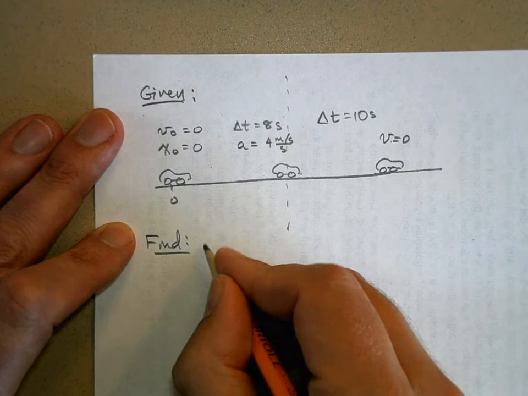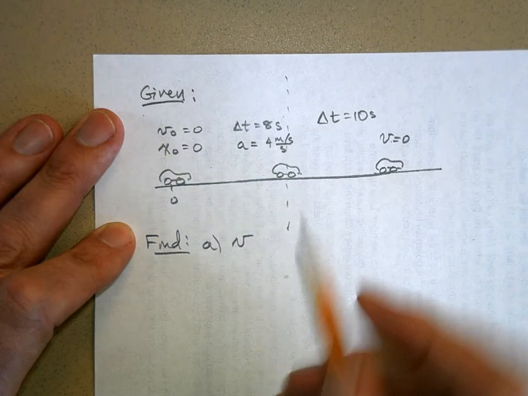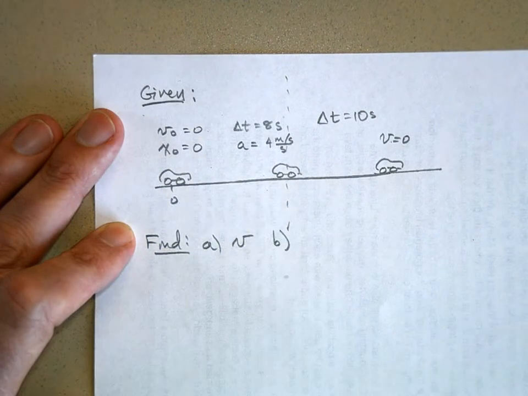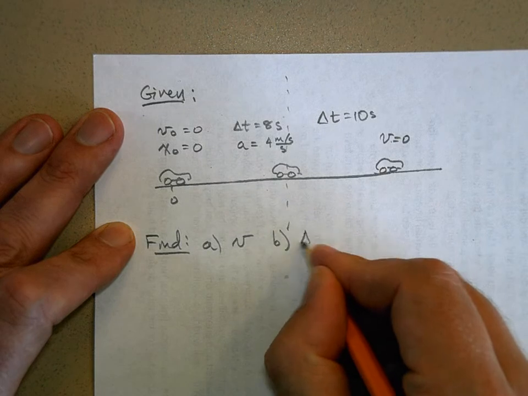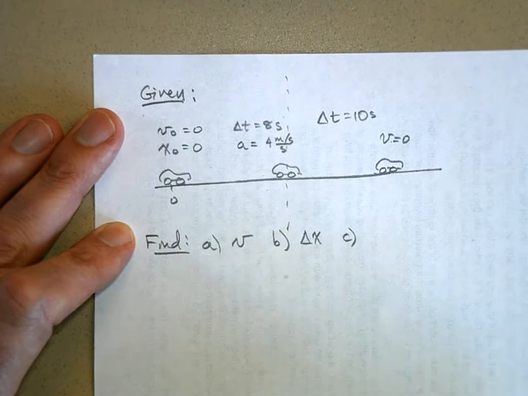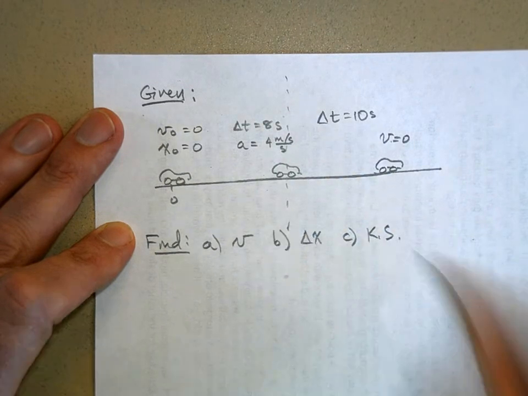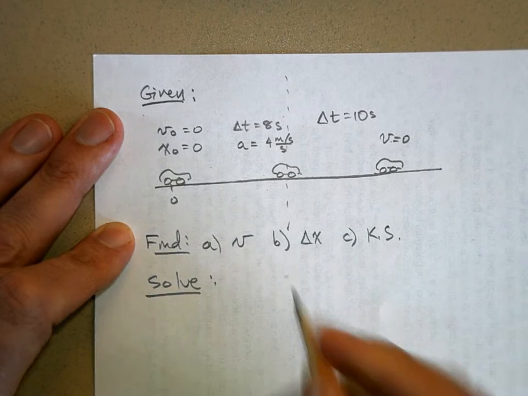Well, I want to know what is that final velocity right here. And then for part B, what is the car's total displacement? What is delta x total? And then part C, we want to draw a kinematic stack. So I'll just abbreviate that KS. So let's solve it. Well, the first part's pretty simple, right?